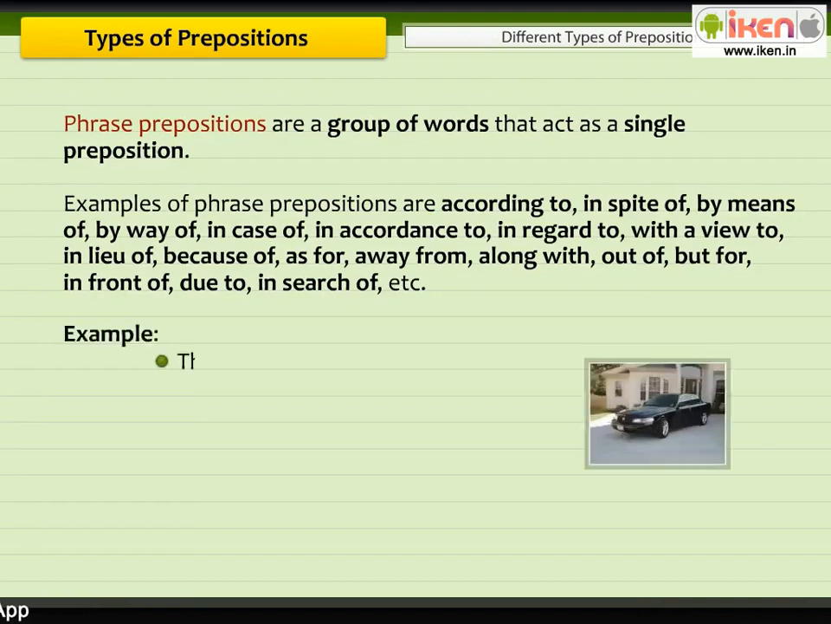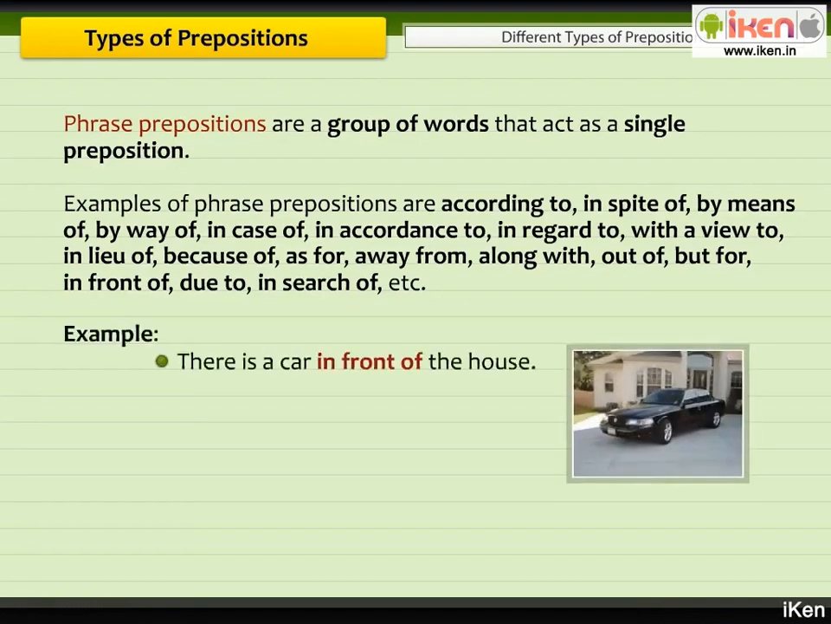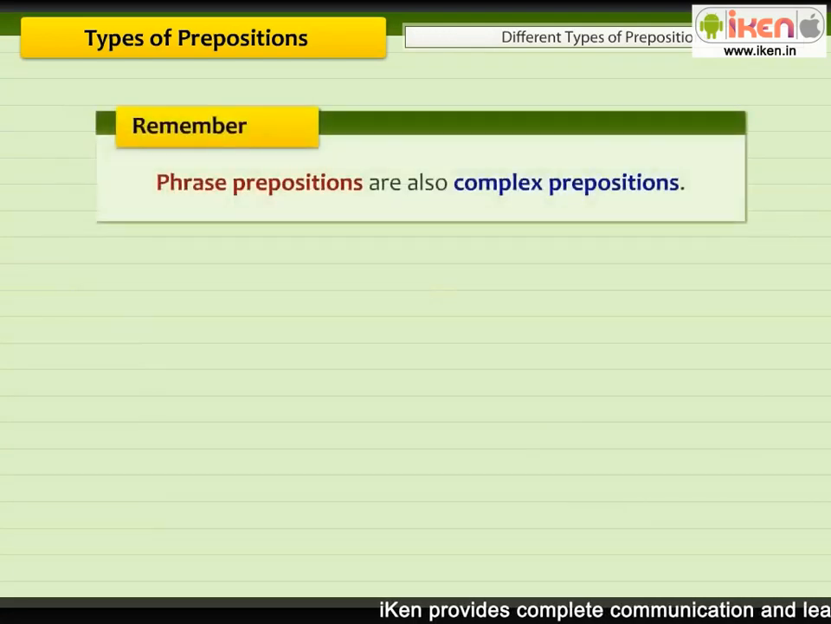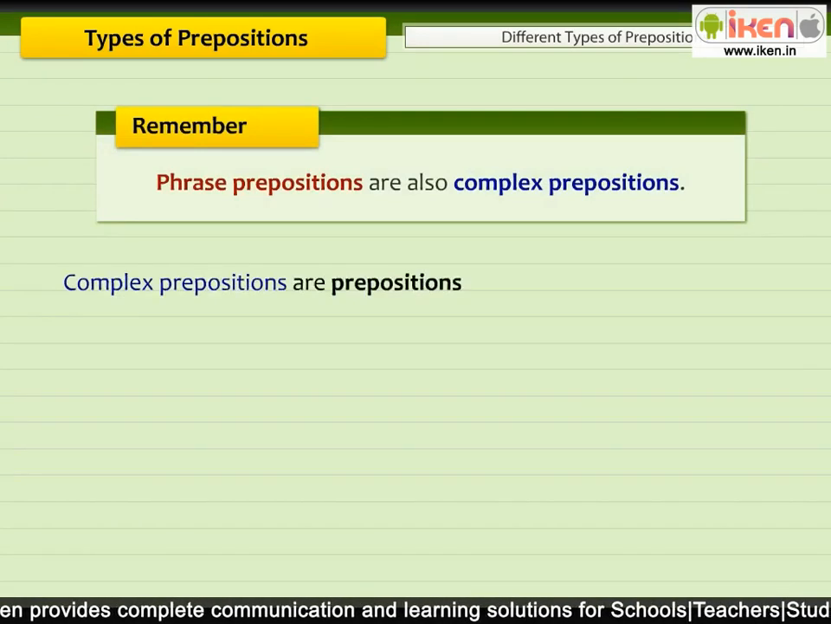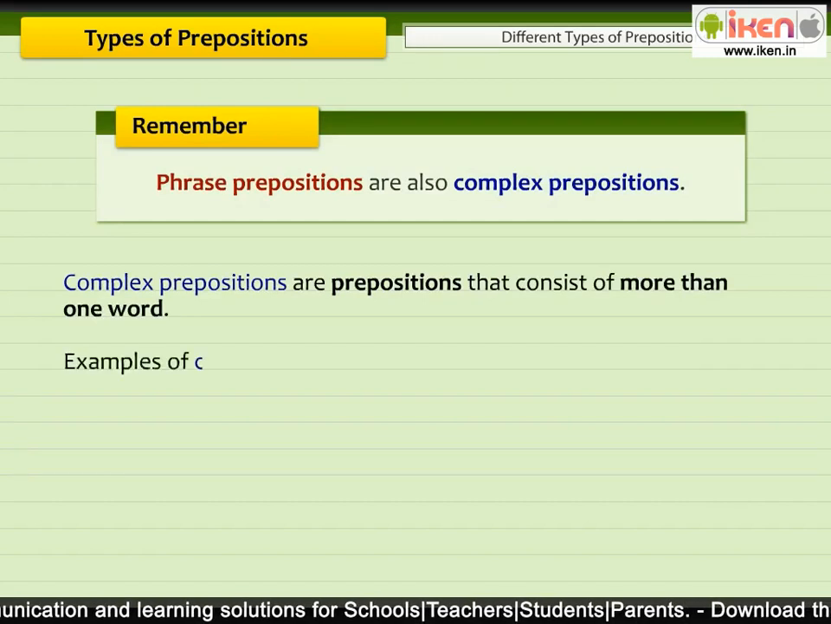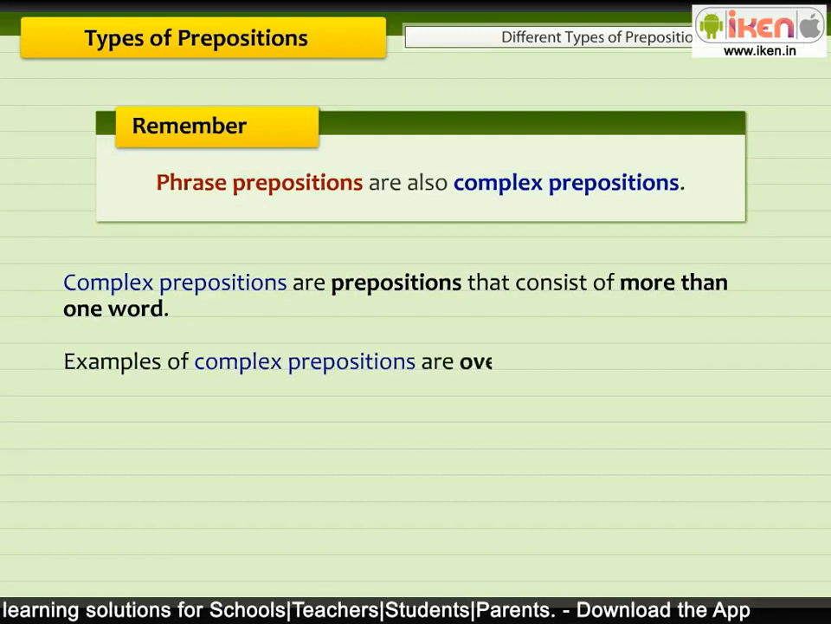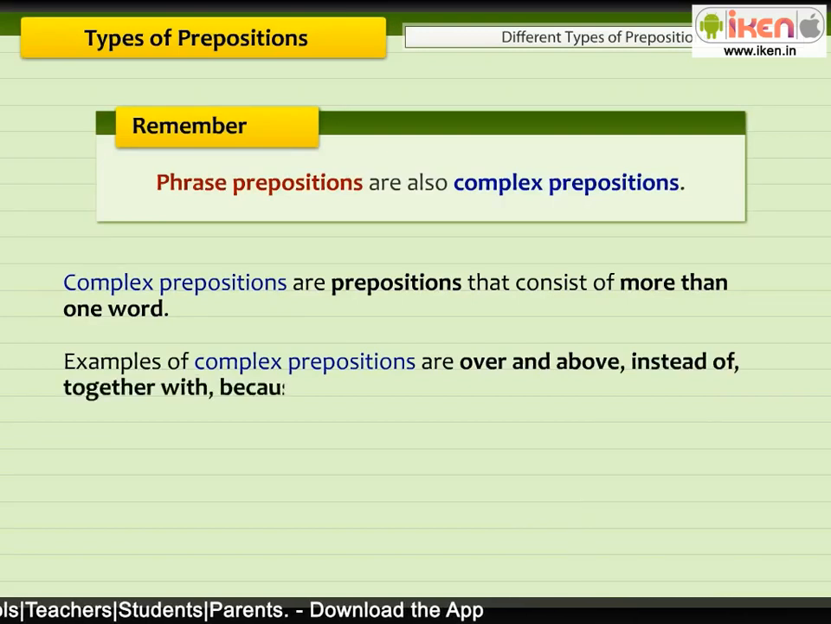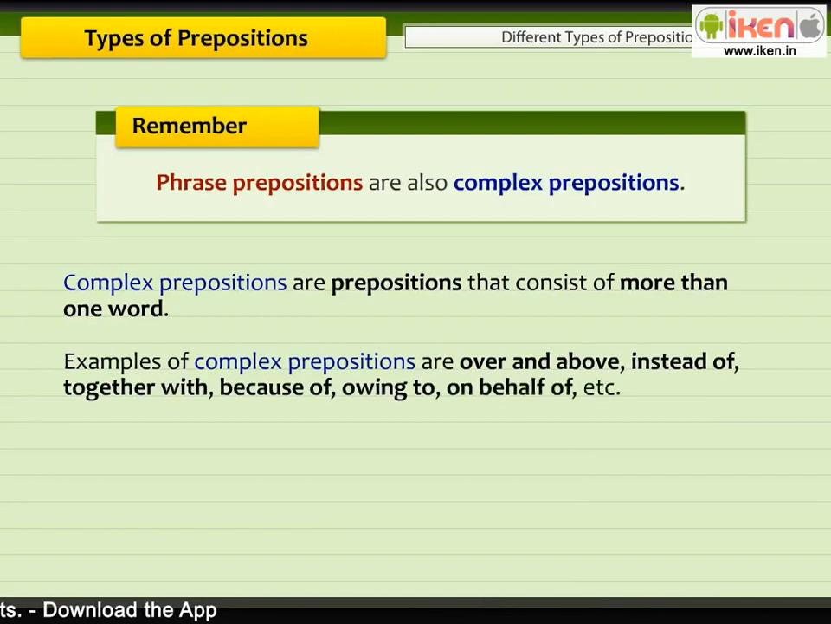For example, there is a car in front of the house. In case of a tie, there will be another match. Remember that phrase prepositions are also complex prepositions. Complex prepositions are prepositions that consist of more than one word. Examples of complex prepositions are over and above, instead of, together with, because of, owing to, on behalf of, etc.